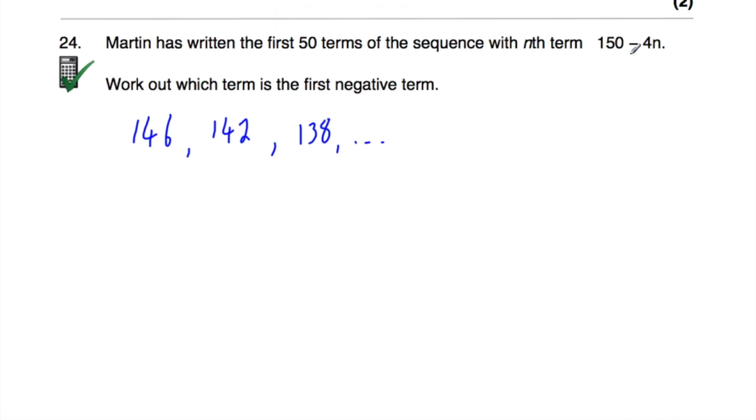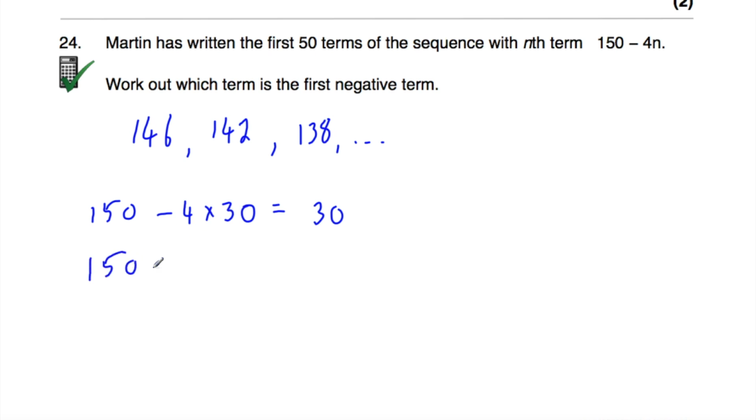Another approach would be to use trial and error. So we could perhaps try the 30th term and do 150, take away 4 times 30. 4 times 30 is equal to 120, and 150 minus 120 is equal to 30. Or it's a calculator question, so you could just type that into your calculator. Okay, so we've tried the 30th term, and that's equal to 30. We want to find the first negative term, so let's skip on a bit. Let's try the 35th term.